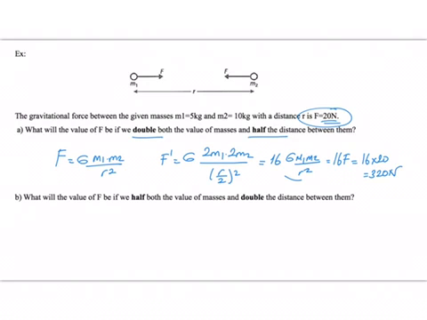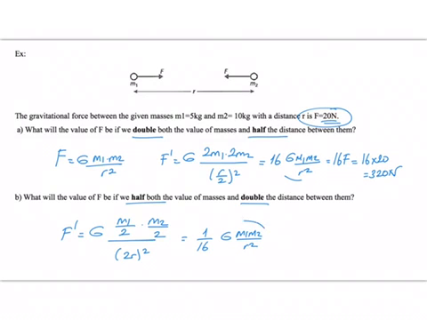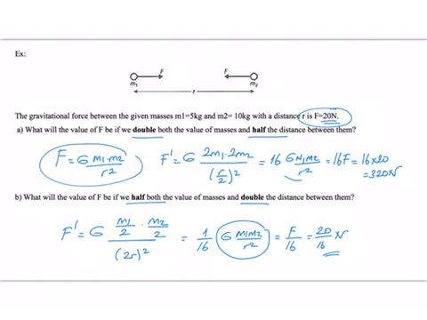In B, what will be the value of F_B if we halve the masses and double the distance? So the new force is equal to G times half the masses, m1 over 2 times m2 over 2, over the double distance, (2r) squared, which is equal to 1 over 16 times G m1 m2 over r squared. So this is equal to F over 16. When we put the value of F as 20, it is equal to 20 over 16 Newtons.